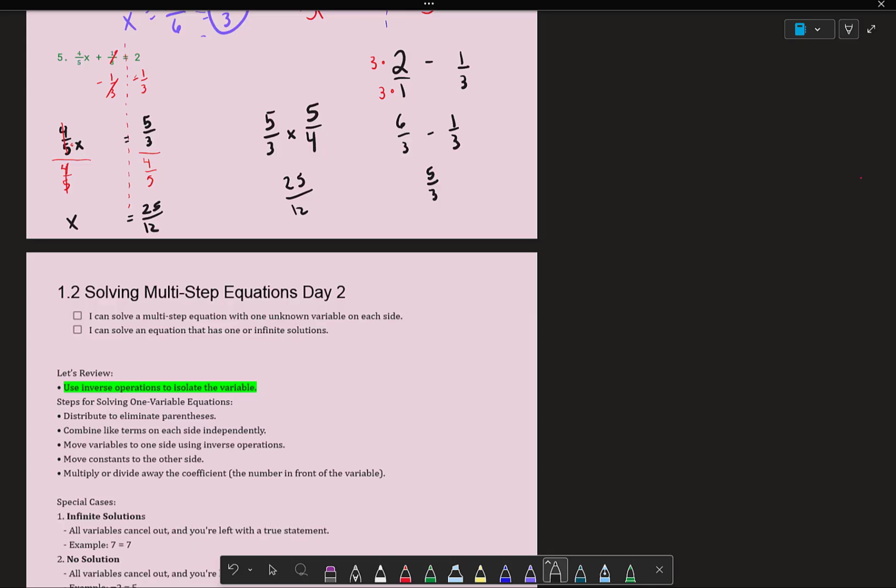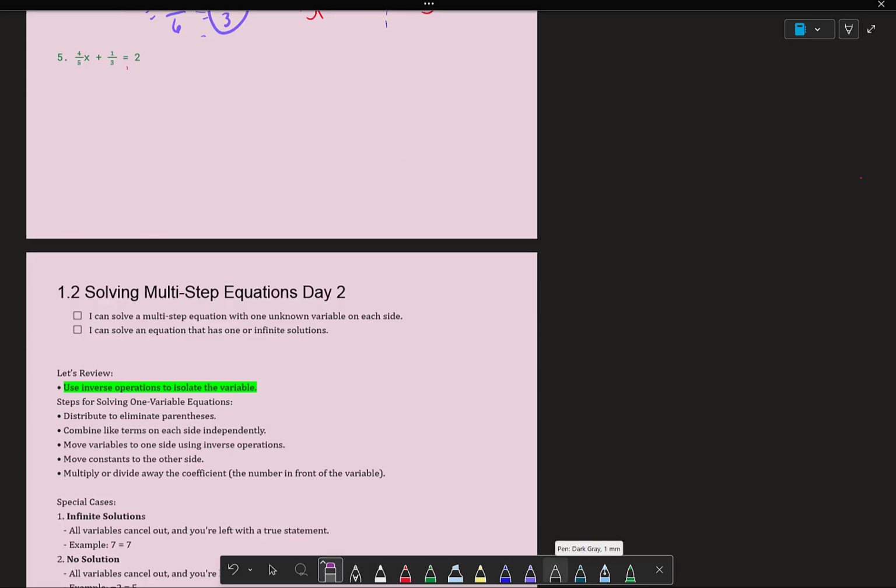So method 2, which is actually what I prefer, involves getting rid of fractions, because typically fractions muddy the waters, a little bit harder to work with. So my goal is I'm going to eliminate the fractions in this problem using, remember, a fraction is really just a division problem. 4/5 is just 4 divided by 5. 1/3 is just 1 divided by 3. So we're going to do the inverse operation of division, which is multiplication, to eliminate these fractions.